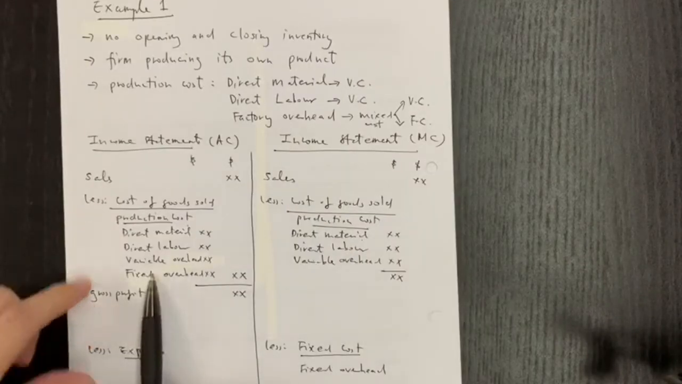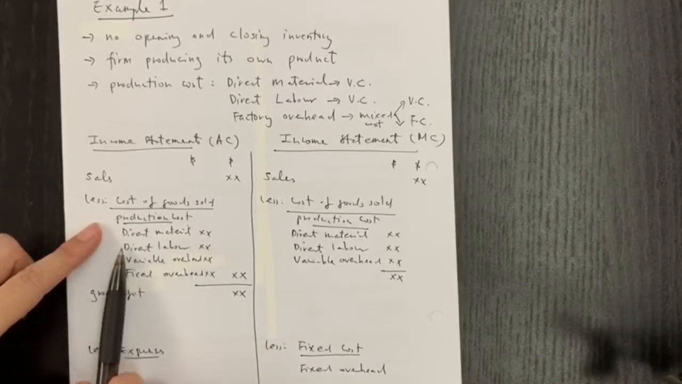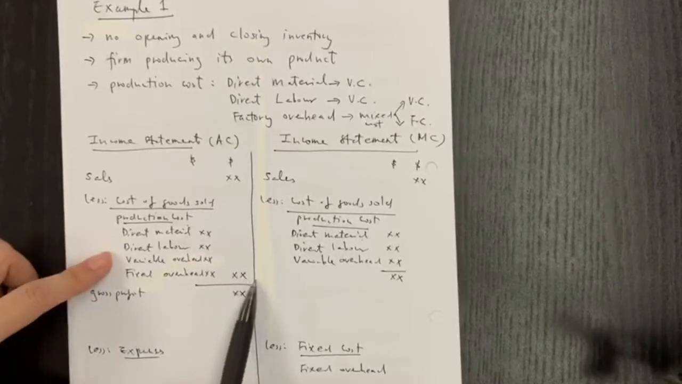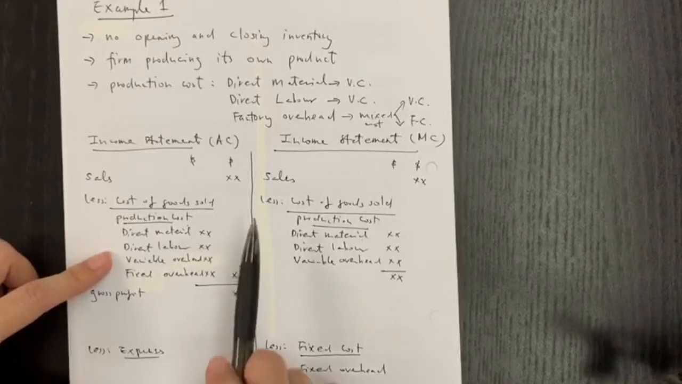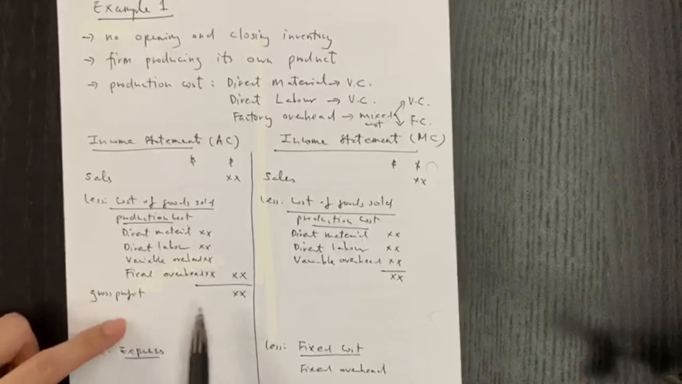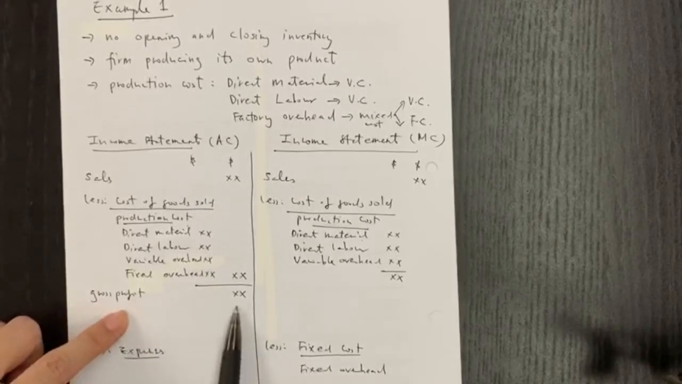Okay, now you can see the production costs under absorption costing. We have all these components being incurred in the factory for making our products. All right, so this is total cost of goods sold, and then we have sales minus cost of goods sold, and then we get gross profit here. Okay, which is exactly the same as the income statement that we have learned before.